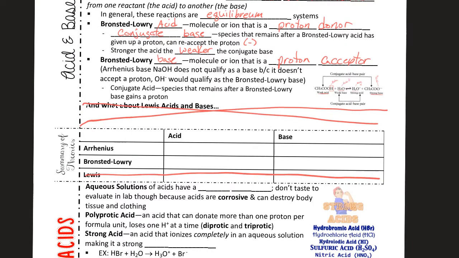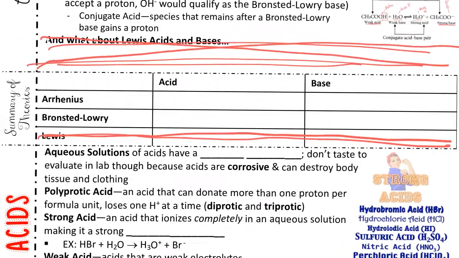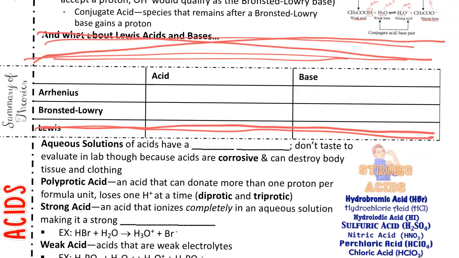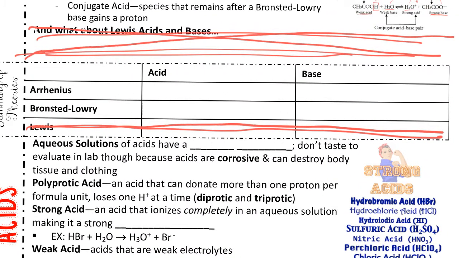Now, you can cross off Lewis acids and bases from your notes. We're not going to talk about Lewis acids and bases. And you can also cross it out here in the table. So if you're going to summarize the difference between Arrhenius and Bronsted-Lowry acids and bases in as few words as possible, Arrhenius said to be an acid, you have to have hydrogen. To be a base, you have to have OH negative. Bronsted-Lowry said no. To be an acid, you just have something that will donate a proton.